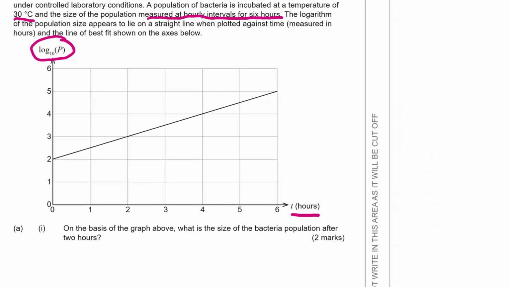On the basis of the graph above, what is the size of the bacteria population after 2 hours? So after 2 hours, we can see that log to the base 10 of p is equal to 3. Just read it from the graph. And so that means that p is 10 cubed, which is 1,000.